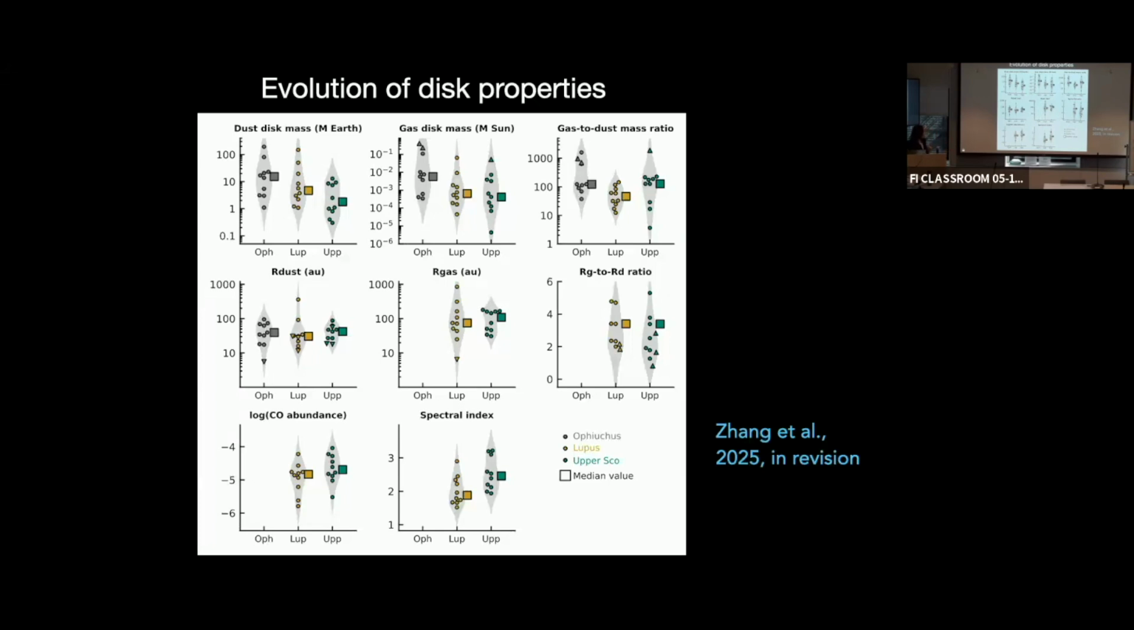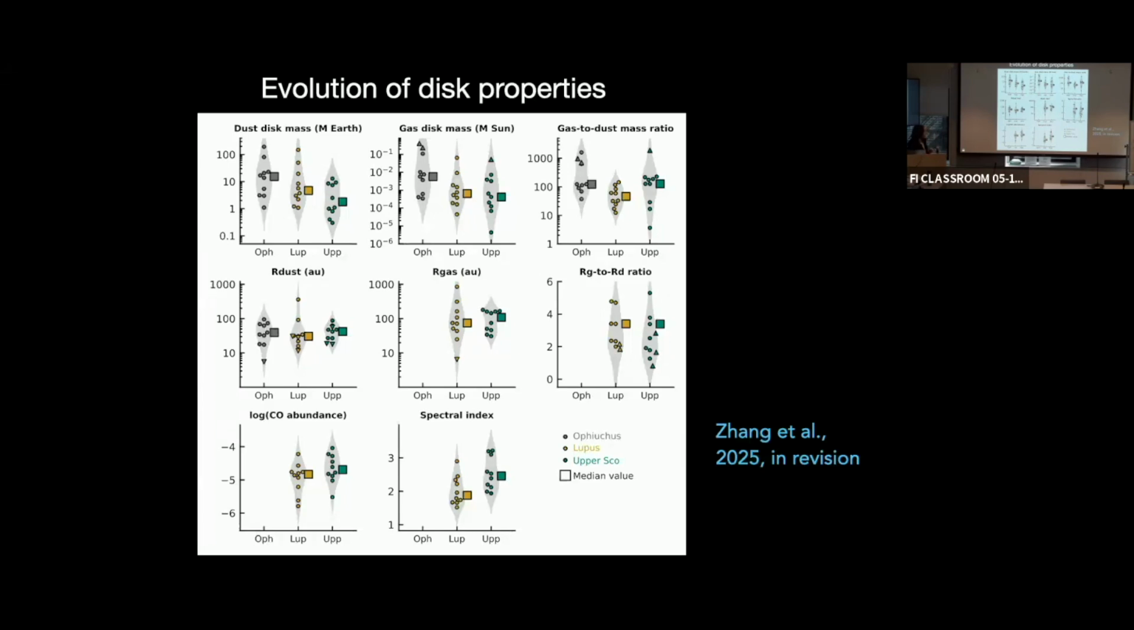And finally, also with the N2H+ to CO flux, we could measure the CO abundance. And you find the 2 regions are pretty similar. They both seem to be depleted in CO compared to the interstellar median value.